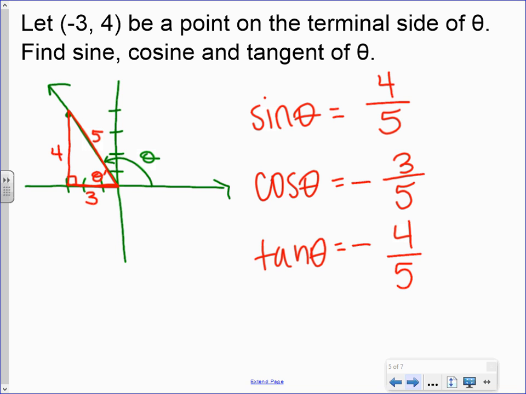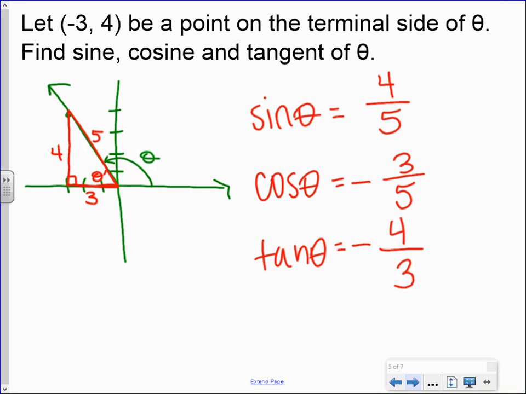How do we find tangent? Opposite over adjacent. There we go. So 4/3. There it is. Okay. Those two problems are pretty similar. Okay. You need to be able to obviously get to there.